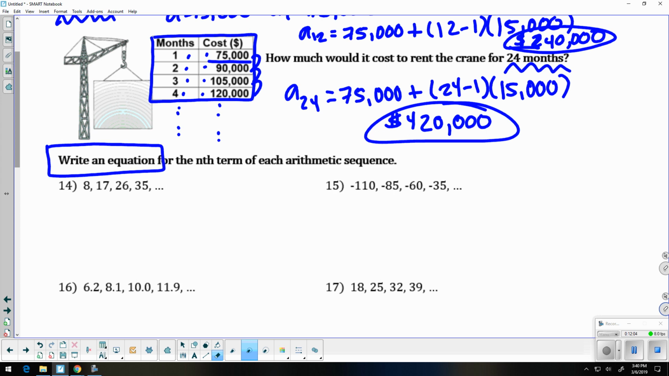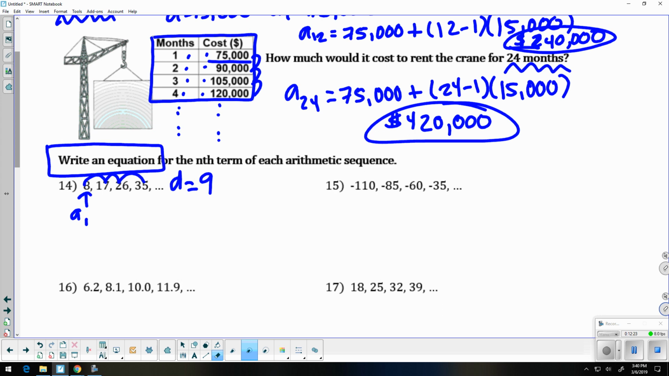So again, just label what you know so far. Just by looking at number 14, what can we actually label? Well, we can see the first term, A sub 1. The first term is 8. We can also figure out the common difference. What are we doing to get to each number? Well, we're adding 9. So D would be positive 9. And that's honestly all that we know.